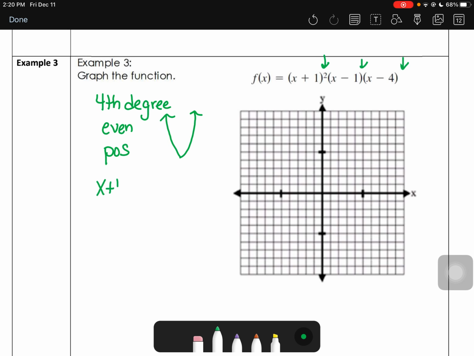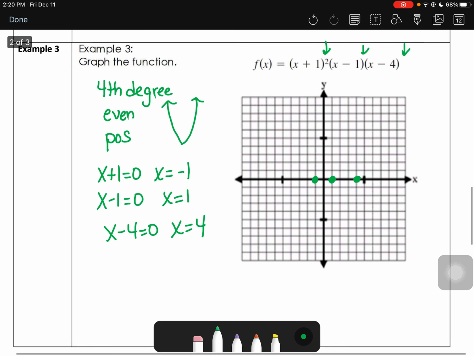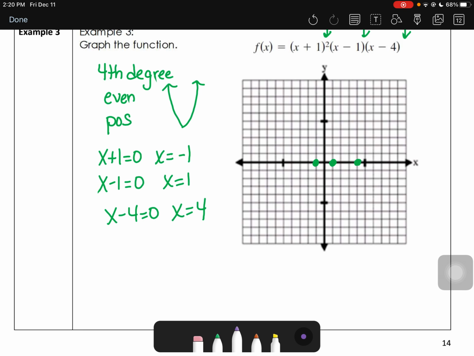Now we set each of our factors equal to 0 to find our solutions, which are our x-intercepts. So we'll graph positive 1, positive 4, and negative 1. Then we're going to make a table that is going to help us to find the other points. Now, because we now have several sections, we want to do 1 point to the left, 0, which is between the first 2 points, 1 point to the right of the second point, and 1 point to the right of the last point.